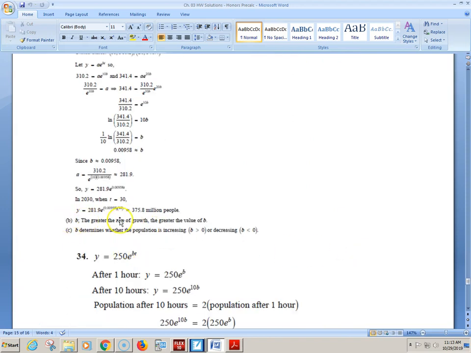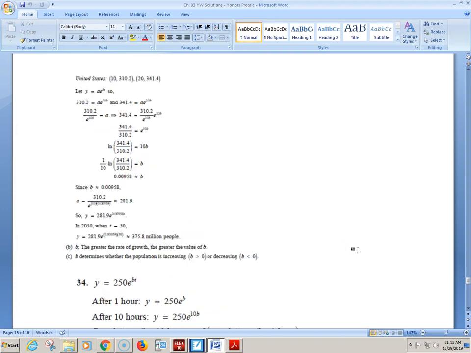So in letter B, we're saying the greater the rate of growth, the greater the value of B. So B is kind of like that rate constant. It determines whether the population is getting bigger faster or getting smaller. It has to do with the population growth increasing or decreasing.